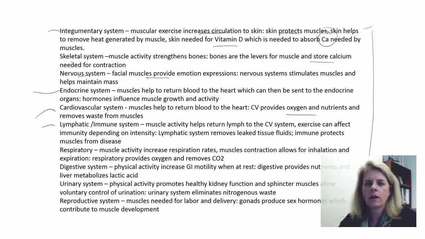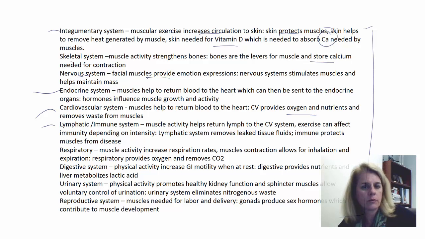Lymph and immune, again, your muscles help return lymphatic fluid to your cardiovascular system. The immune system keeps your muscles healthy. I'm just doing these briefly. I guess you guys can read, so I'm just kind of briefly going through this. Respiratory, you need skeletal muscle, diaphragm. That helps you breathe, right? And as you exercise, use your muscles, you have to increase your respiration rate. The respiratory system gives us oxygen and removes carbon dioxide.